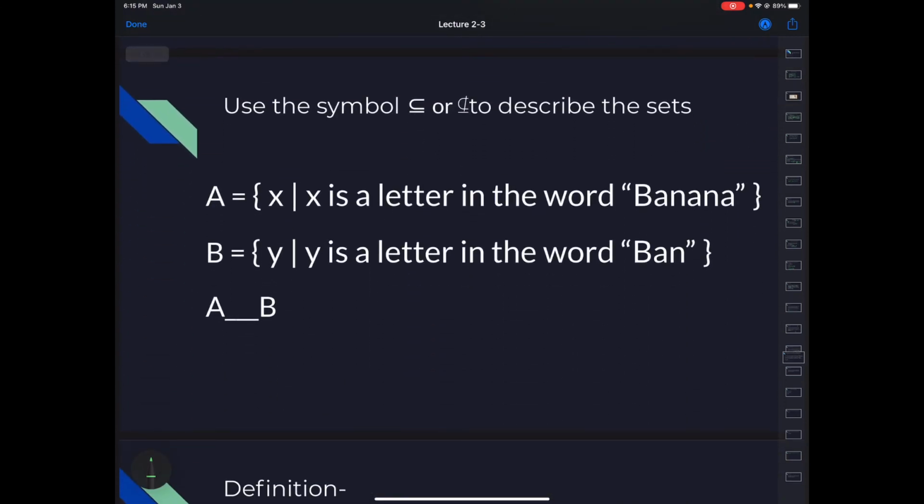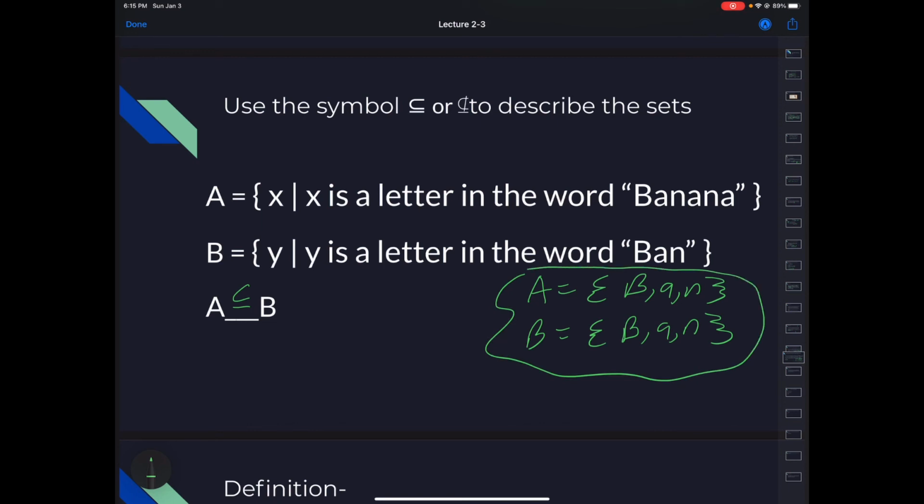Moving forward. A is all the letters in the word banana. B is all the letters in the word ban. So let's write A first. We have a B, we have an A, we have an N, and that's it. And then if we write B, we have a B, an A, an N, and there we go. And so are all of the elements of A found inside of B? Well, they are. So A is a subset of B, despite the fact that they're the same set, which is interesting. A is a subset of B.